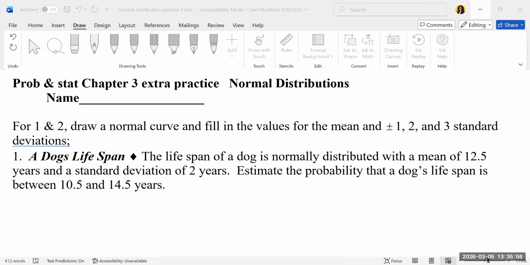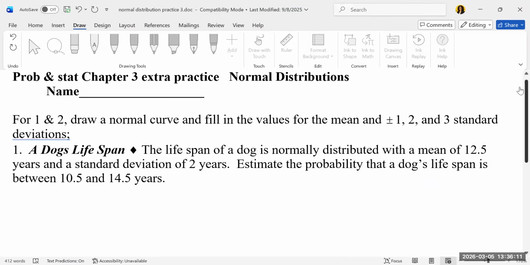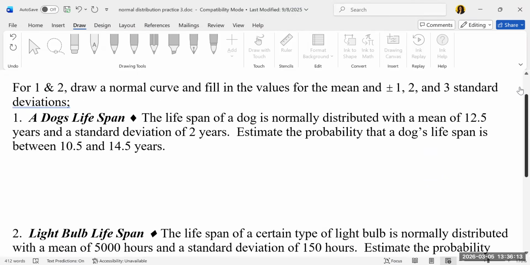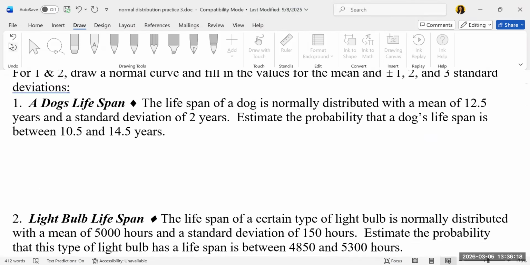So let's try to answer this question now. The question given to us here is not actually standardized. So let's see how we answer that question. All right, this is a dog's lifespan.